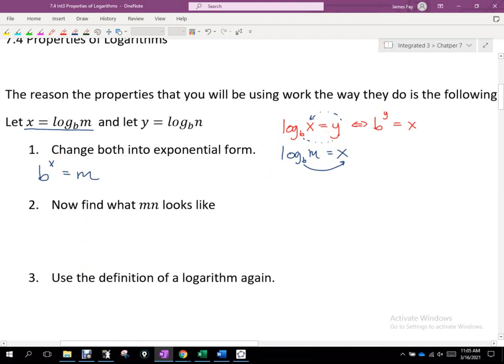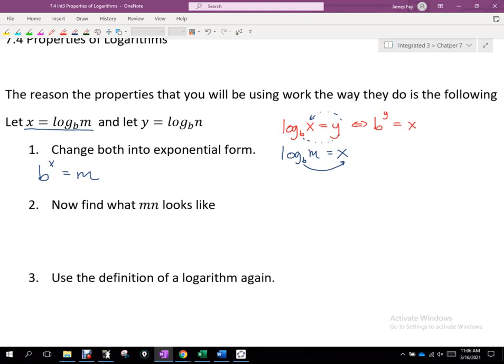Does that make sense? So if I take that x equals log base b of m, and I put that in exponential form, I get b to the x equals m. Is that okay? Confused? It says let x equal log base b of m. That's what we start with. That was given to us.